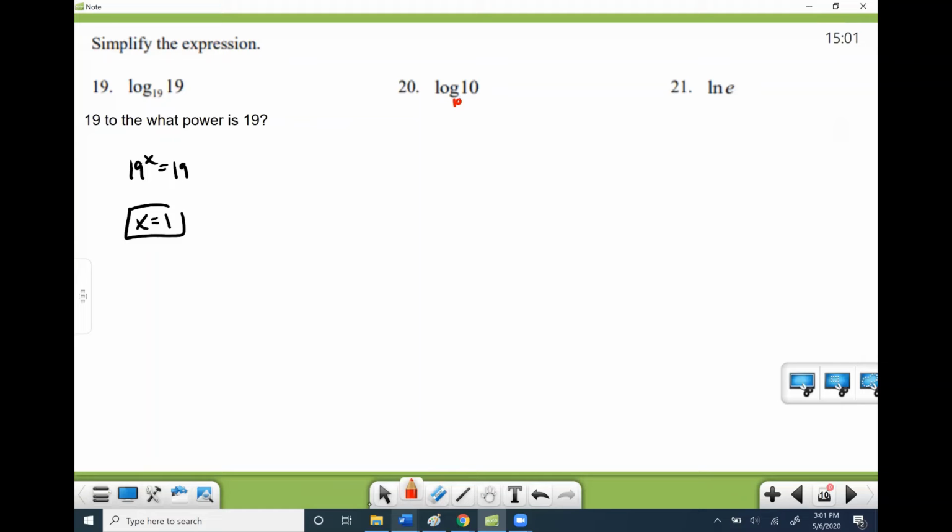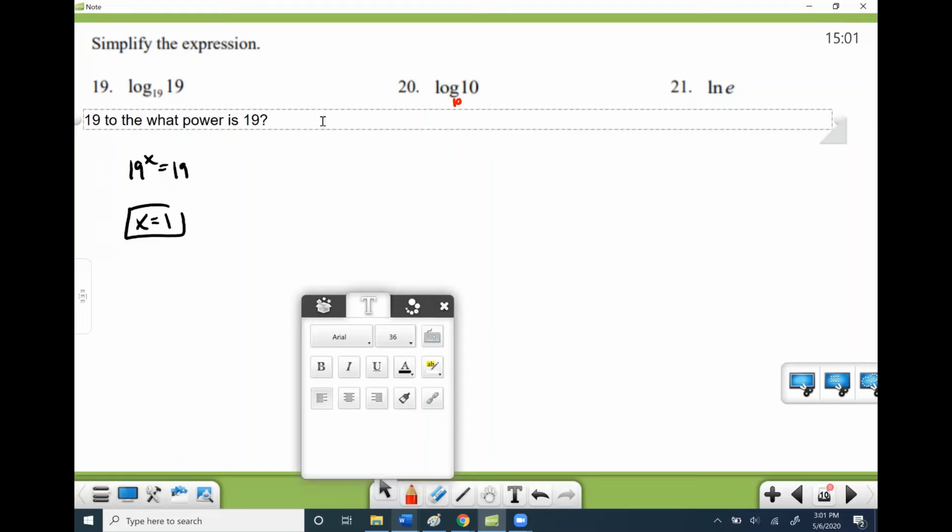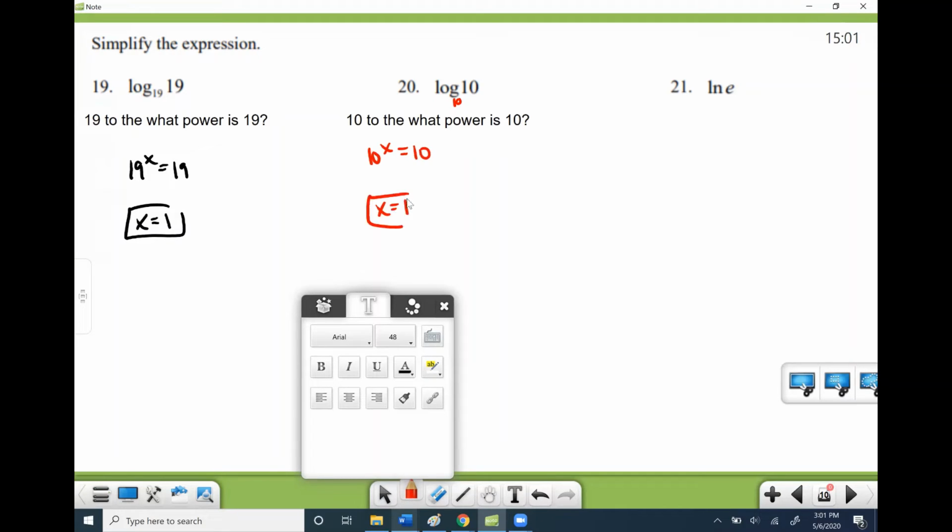So the question here would be 10 to the what power is 10? 1 again. Very good. 10 to the what power is 10? And you guys are saying 1 again.